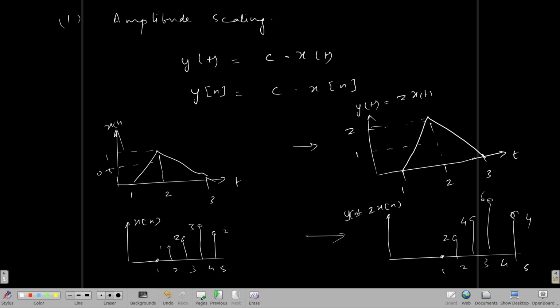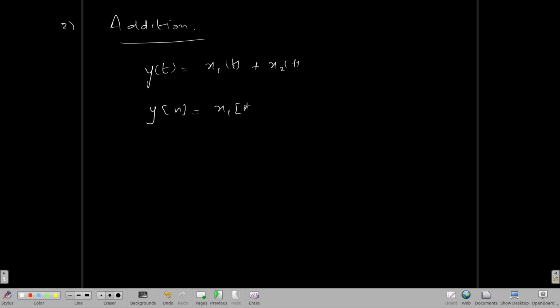Okay, now let's move forward. The next operation is signal addition. From the name itself you may get an idea. Let's call it, not x, y of t is equal to x1 of t plus x2 of t. What will be the discrete counterpart? y of n will be x1 of n plus x2 of n.